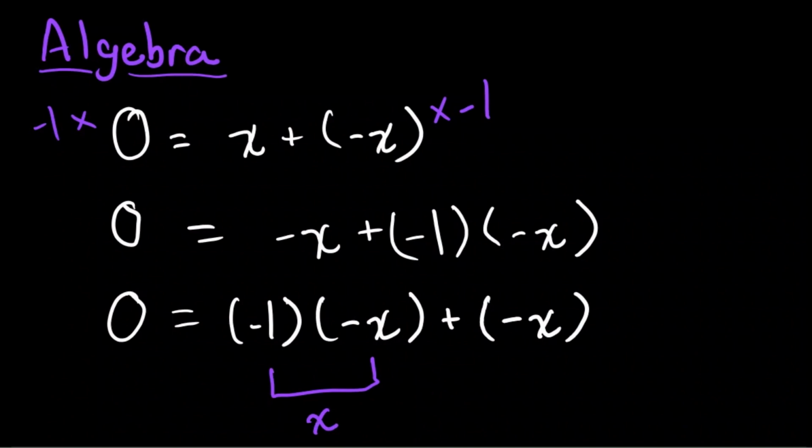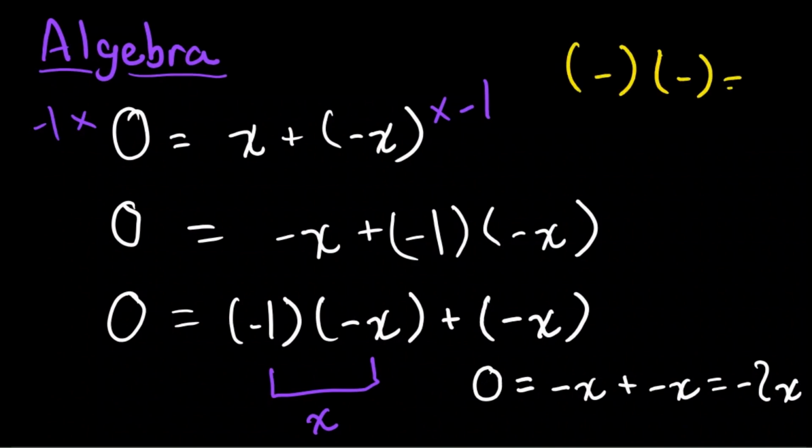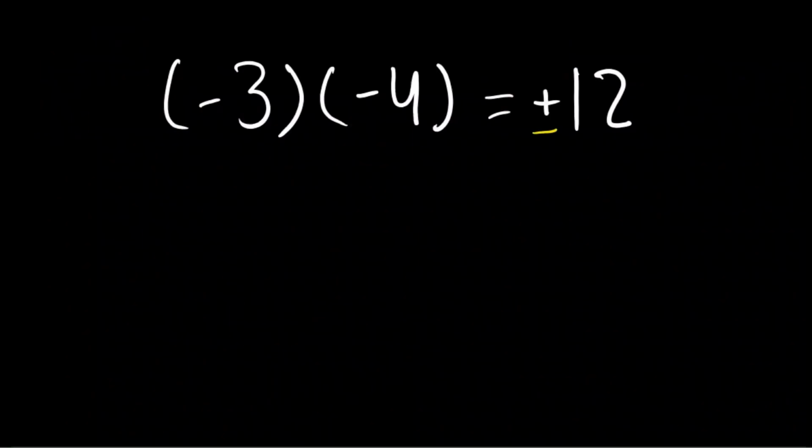Because if it was negative x, we would have 0 equals negative x plus negative x, which is equal to negative 2x. And 0 equals negative 2x is not true. It only works for x equal to 0, and 0 is special as it is neither positive or negative. So this doesn't really count. And since x can be any number in this scenario, this means that negative times a negative is always equal to a positive.